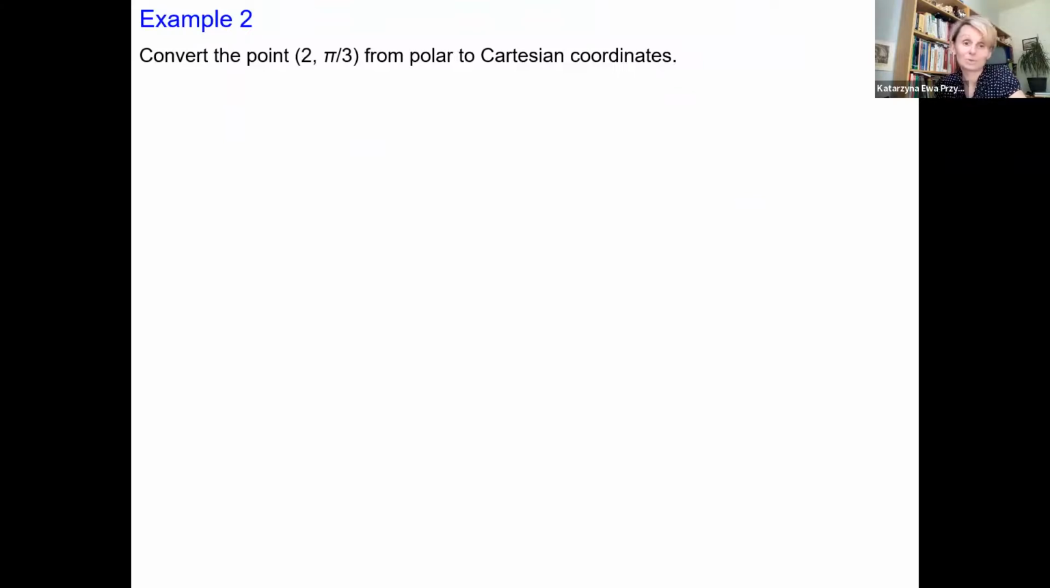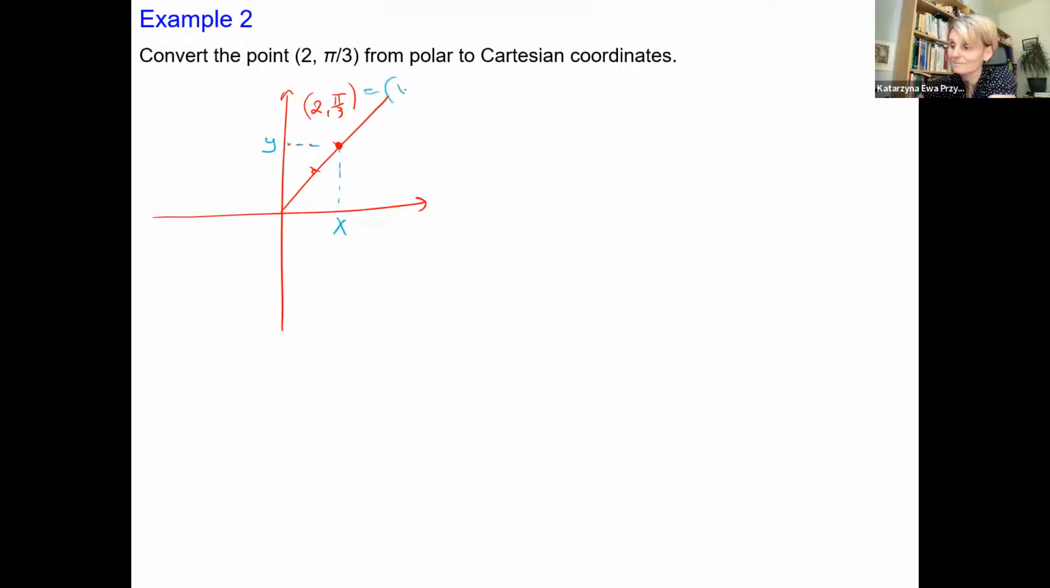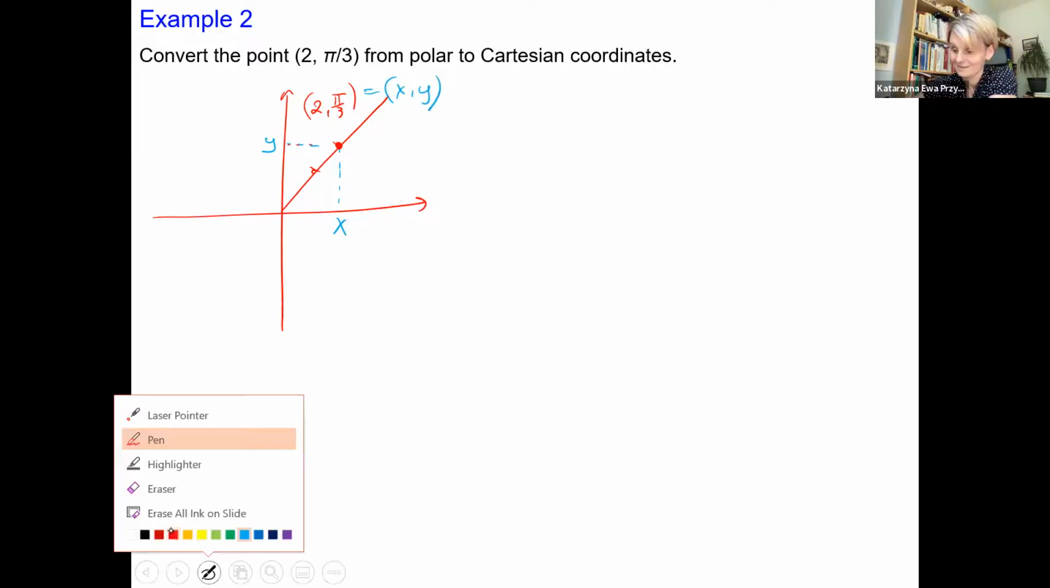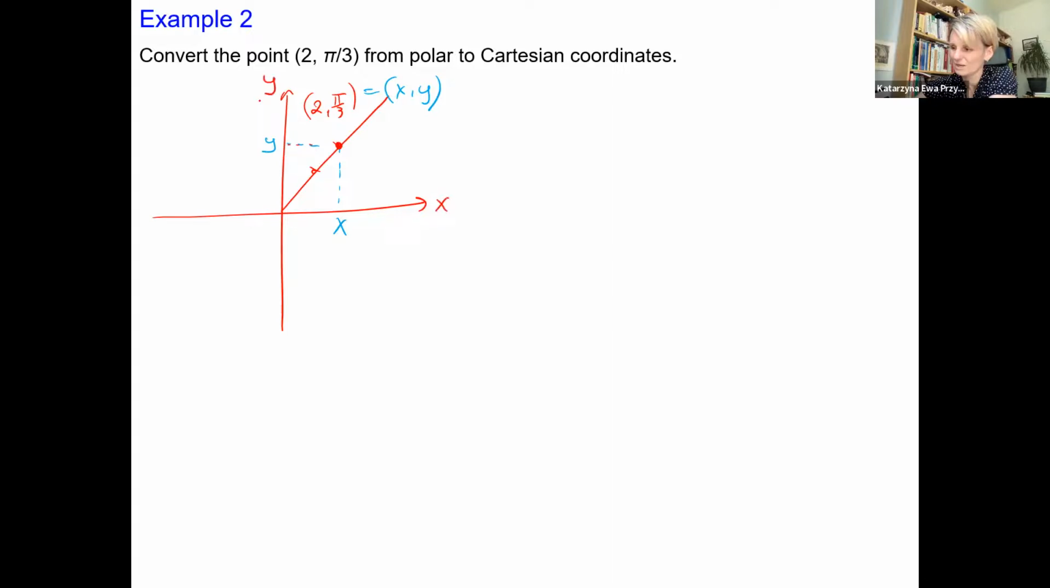Let's convert the point 2, pi over 3 from polar to Cartesian. First of all, we may draw it just to know where we are. 60 degrees, 1, 2. It means we are here. That's the point 2, pi over 3. But I can maybe use a different color. We would like to find the corresponding x and y. I will put x and y, but it's always weird to combine this. And that's actually exactly in the middle.